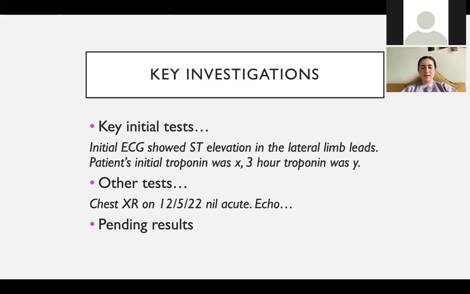And other tests they've had, you can mention. People won't always have access to these results, so you can write what their chest x-ray was. It's good to put details of an echo. And if you're waiting for any results, that's important as well.